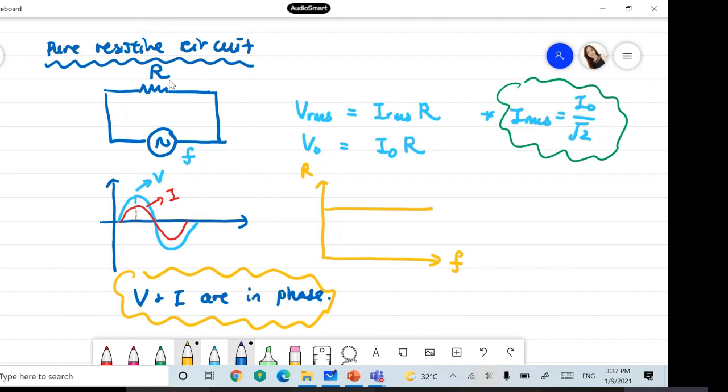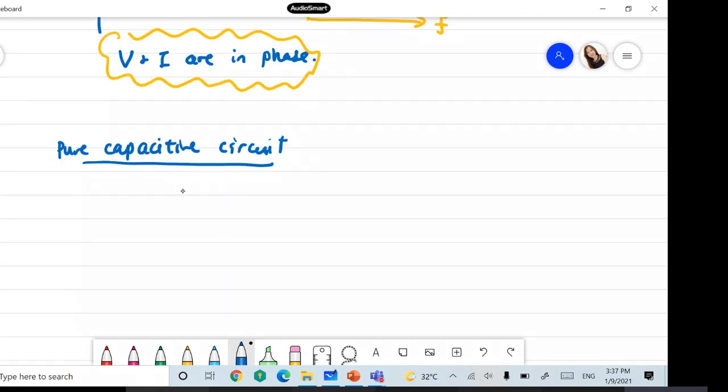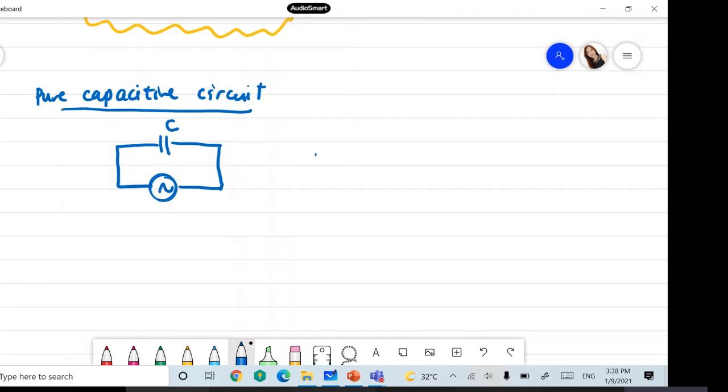Now the next one, we consider a pure capacitive circuit, or simply a capacitive circuit. I'm connecting a capacitor, where there is no resistance and no inductance in the circuit, only a capacitance, and it is connected to an AC source. Ohm's law says that V equals IR, but there's no R here. But there's one term we call capacitive reactance.